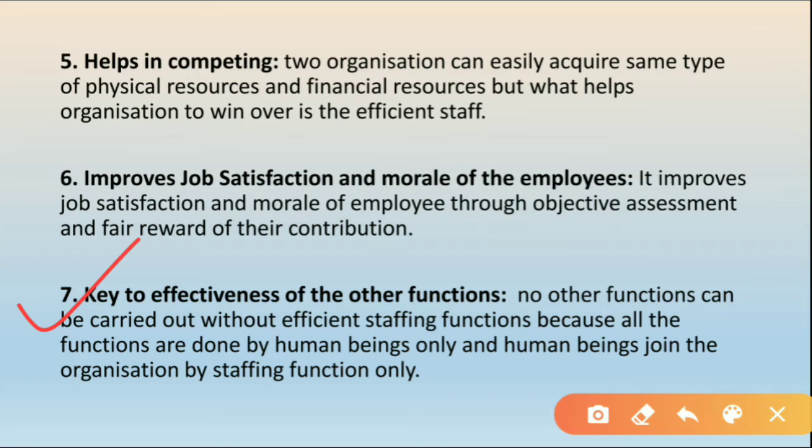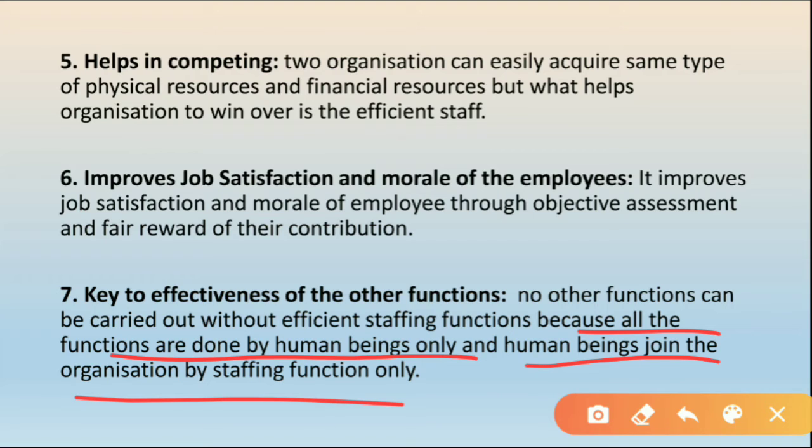Okay, machines work, but actually the human beings are the ones who actually carry out the activity. They are the ones who actually make the machine do its work also. They are the ones who supervise the machines also. So the human element is the one thing in the organization that does all the work of the organization. Without them, no other function or work will be completed. So that is why it is said that it is the key to effectiveness of the other functions, because all the functions are done by human beings only, and human beings join the organization by the staffing function only. So after the staffing function only, other functions will start.